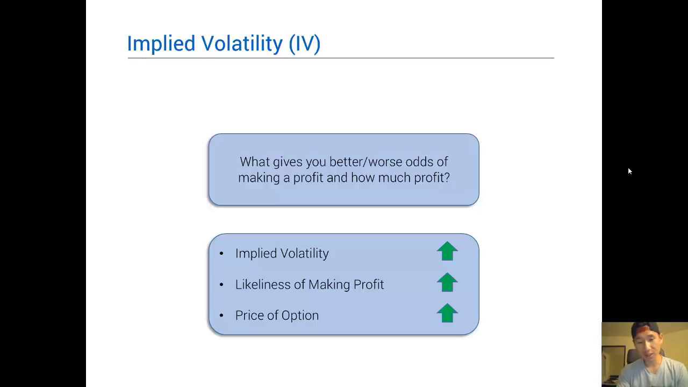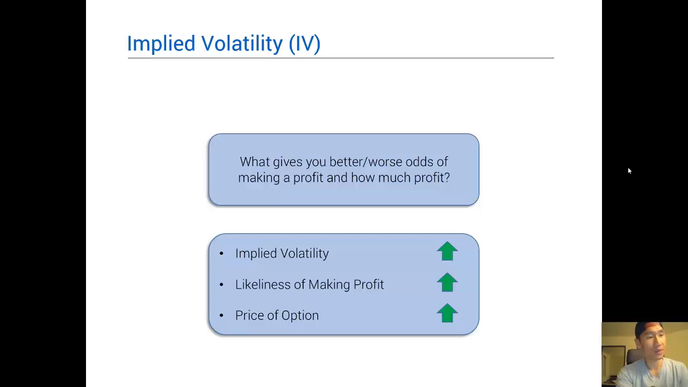The likeliness of making a profit increases because, going back to our last video on time value or time till expiration, as you increase in time, there's a likeliness of more price movement, thus your likeliness of making a profit increases. Well, this is the direct factor of price movement. So as you have more price movement, there's more likeliness that you'll be able to hit your price target.